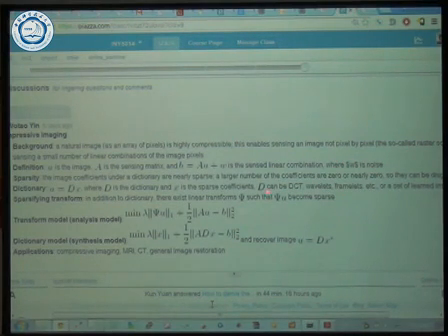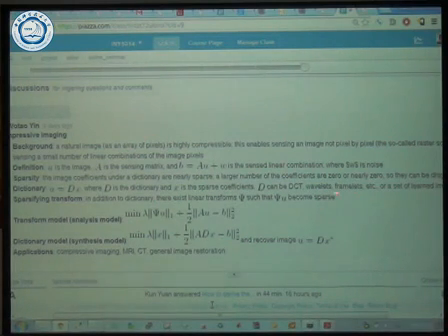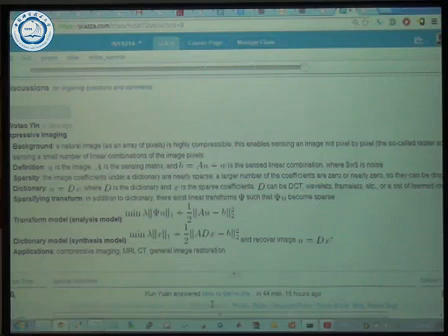And these dictionaries are easy to compute. Let's say this D has a size n by n, with n rows and n columns. Usually, multiplying an n by n matrix to a vector takes n squared time. But instead of taking n squared time, these transforms just need n log n time. So they are fast to compute.